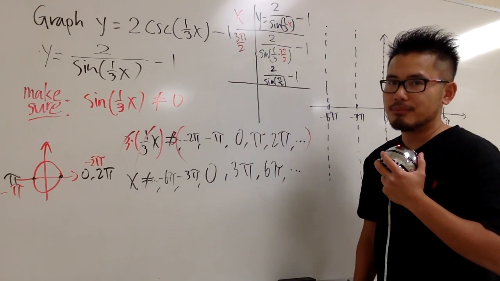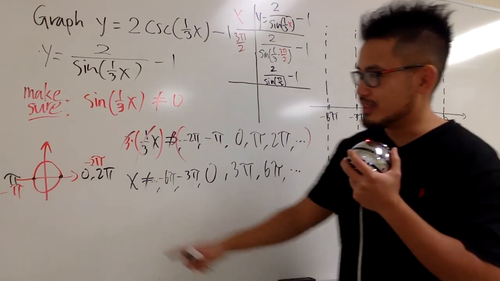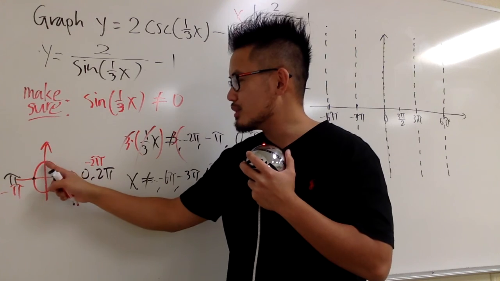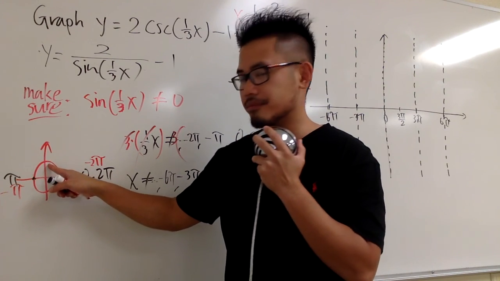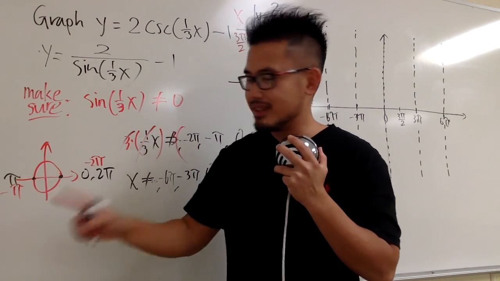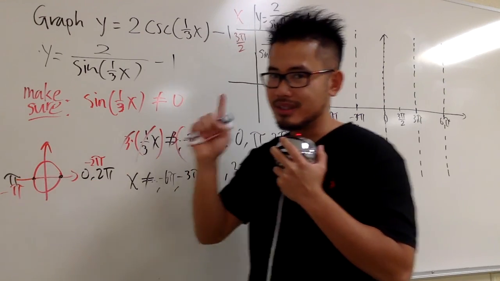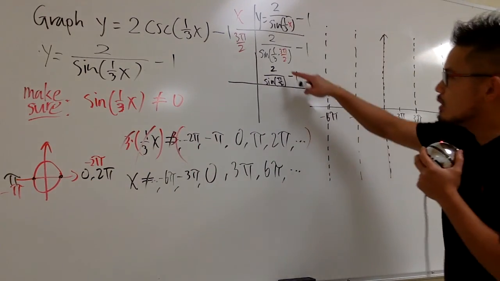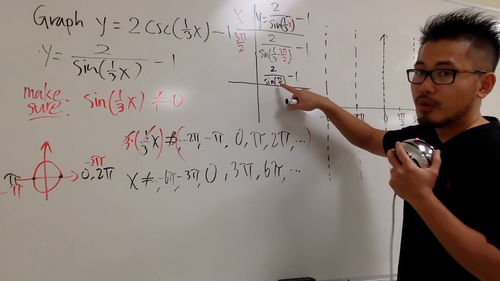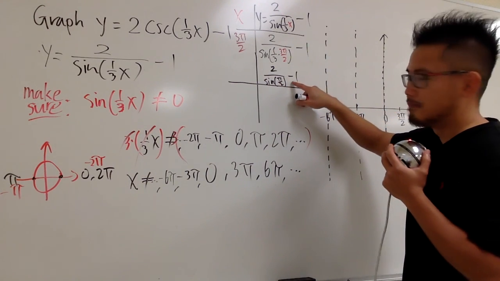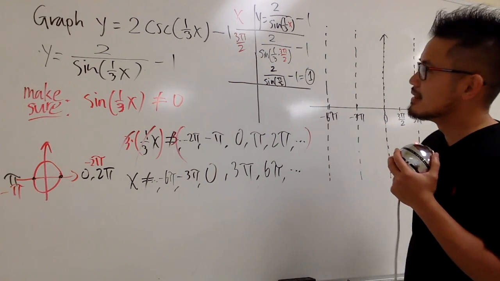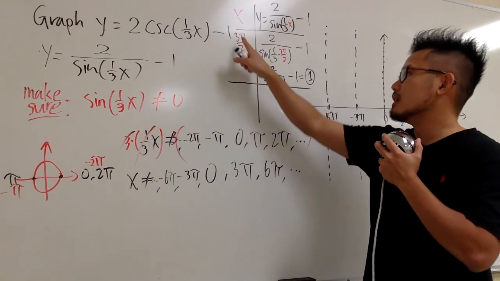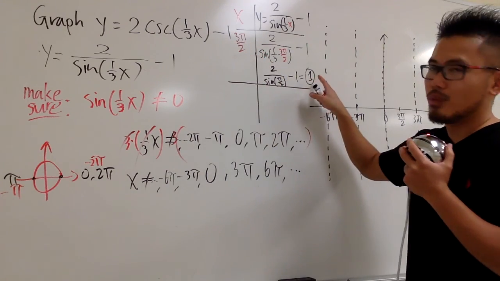What's sine of pi over 2? You can look at the unit circle right here again. Pi over 2 is right here, and we are talking about the y value. Sine right here is 1, because this point right here is (0, 1). The y value is 1. So we have 2 over 1, and then minus 1. This altogether will give us 1. That means we have the point 3 pi over 2, comma 1.